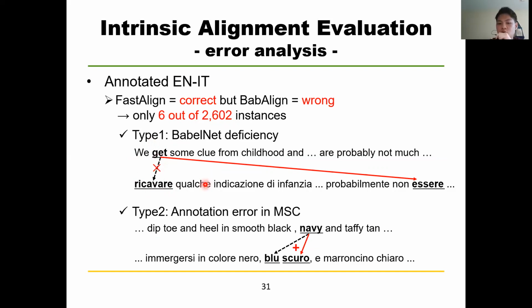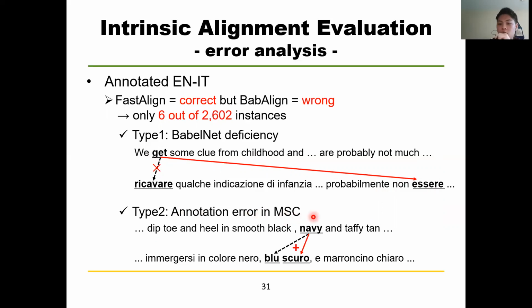So we search through the target sentence and we accidentally find a similar translation, essere, which is not aligned to any source tokens. And essere is actually a valid translation for the word get in BabelNet. So our algorithm denies the correct alignment link and makes a new alignment link, which is wrong. And the other type of error is caused by annotation error in the dataset itself.